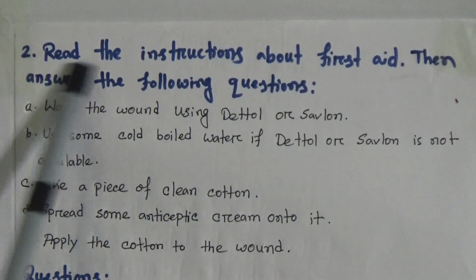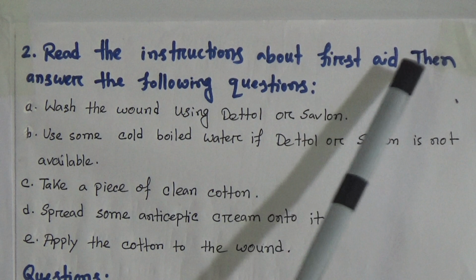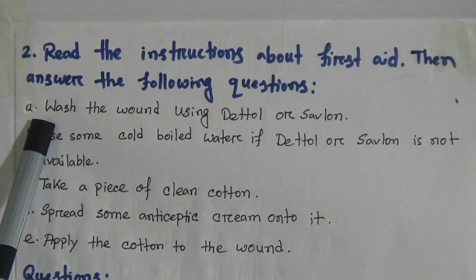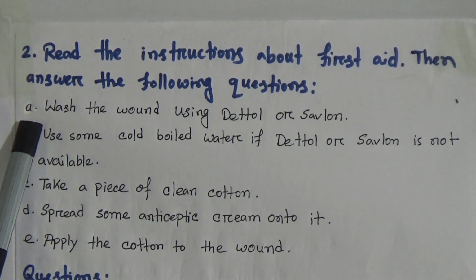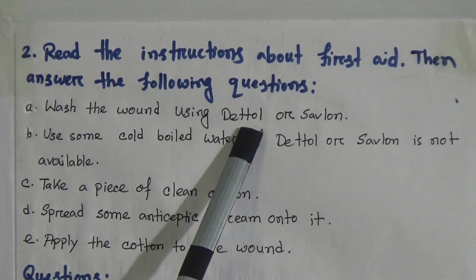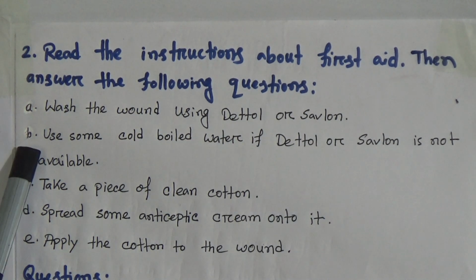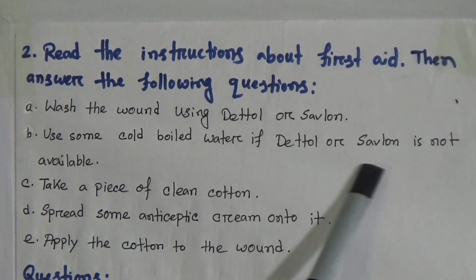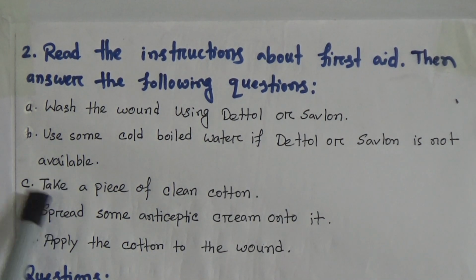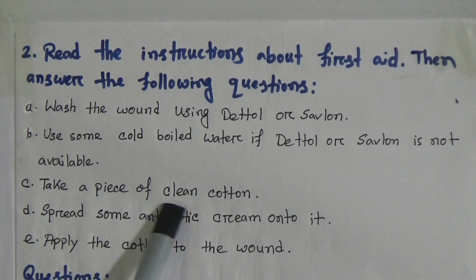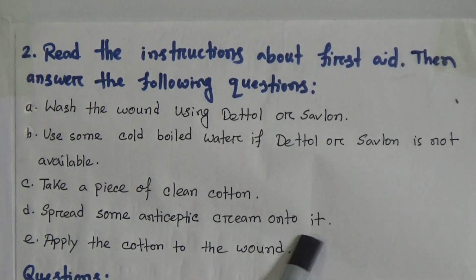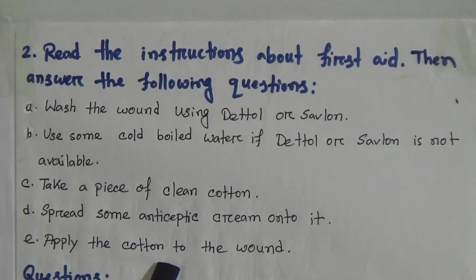Let's see another one. This is question number 2. Read the instructions about first aid, then answer the following questions. There are 5 instructions here. Instruction number A, wash the wound using Dettol or Savlon. Number B, use some cold boiled water if Dettol or Savlon is not available. Number C, take a piece of clean cotton. D, spread some antiseptic cream onto it. And E, apply the cotton to the wound.